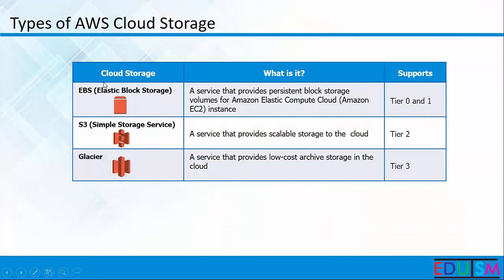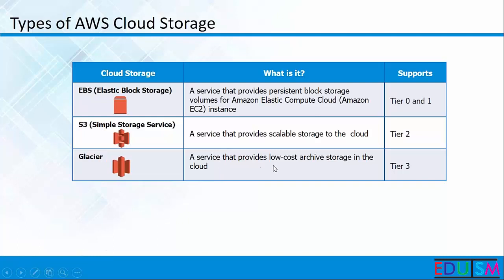So these are the types of cloud storage. We have EBS or Elastic Block Store, then we have S3 and Glacier. So what is EBS? A service that provides persistent block storage volumes for EC2. That is what I said. EBS is persistent, independent of the machine, whether the machine is there or not. S3 is simple storage service, and you can upload a large amount of data on S3 just like Dropbox.